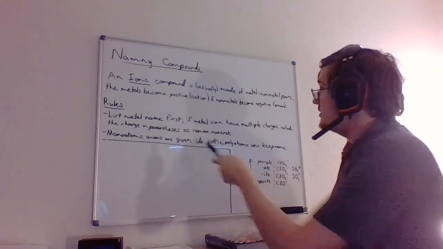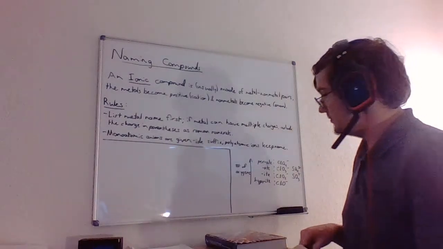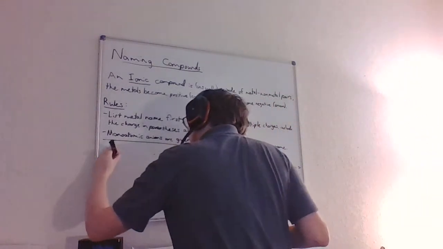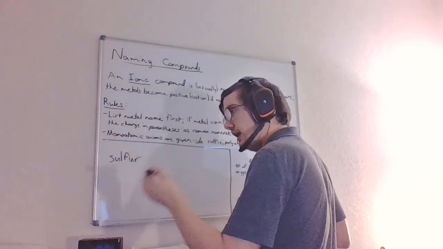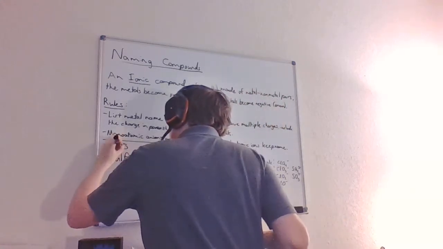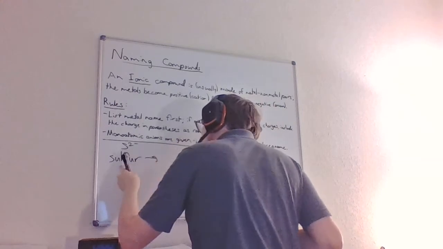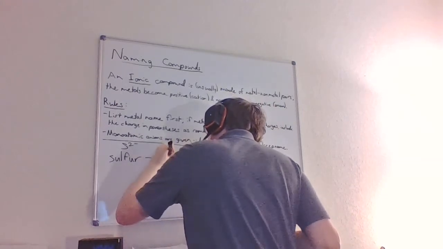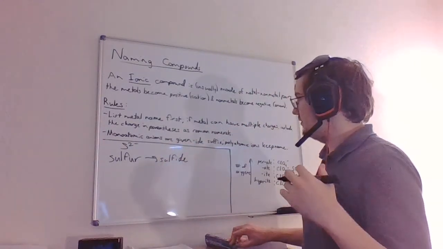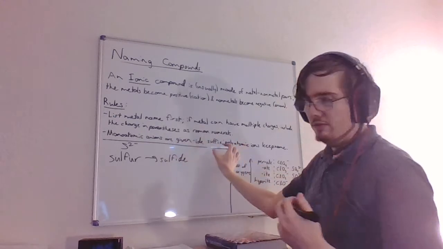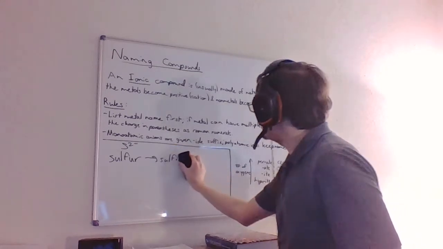So monoatomic anions are given the IDE suffix. So let's go through an example for this. Let's say we had sulfur, which we know based on its location on the periodic table that it is S2 minus. When we ionize it, it goes from sulfur to sulfide. So that's all that first bit means, is you just put the IDE suffix.